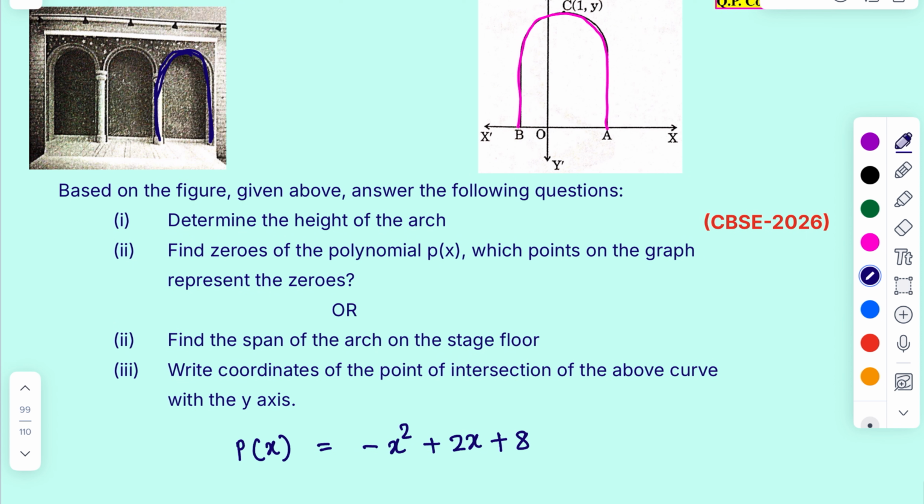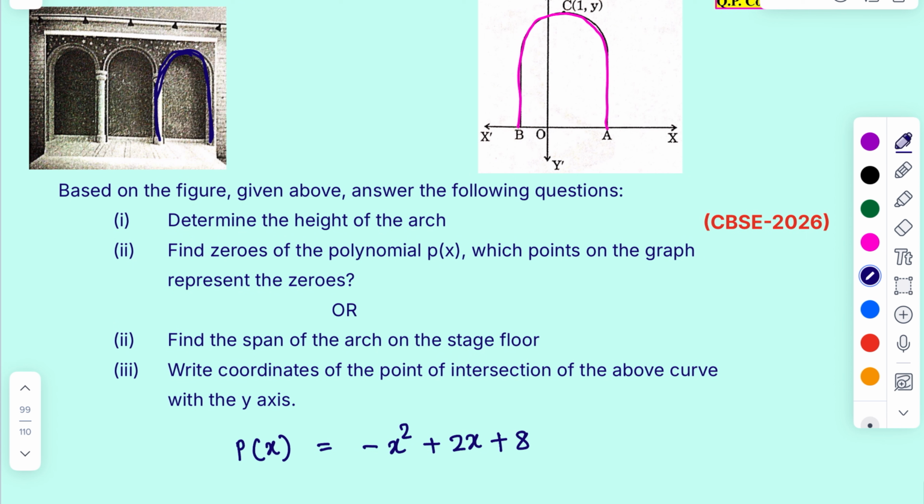First one is, determine the height of the arc. The height of the arc is this one. You see the figure, this is the height of the curve. That means the maximum distance from the ground, from the stage level. Here the stage level is this one, from where the height is, actually it is y. The coordinate of point C is 1 and y.